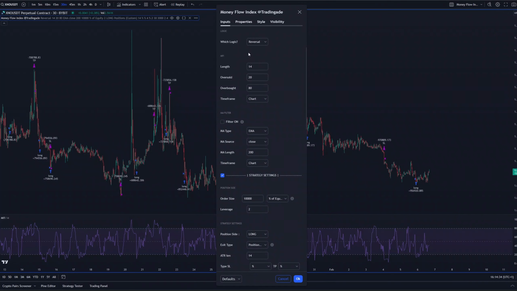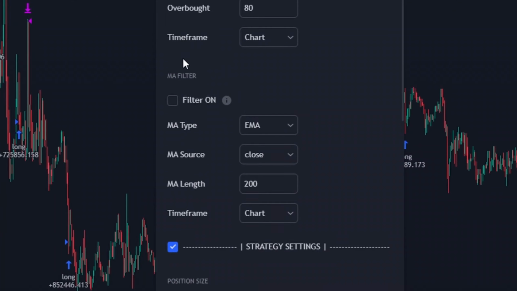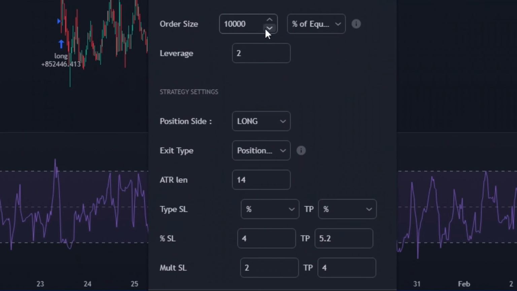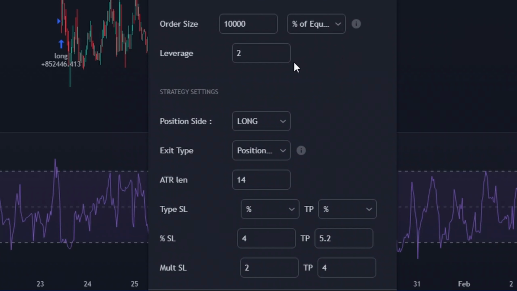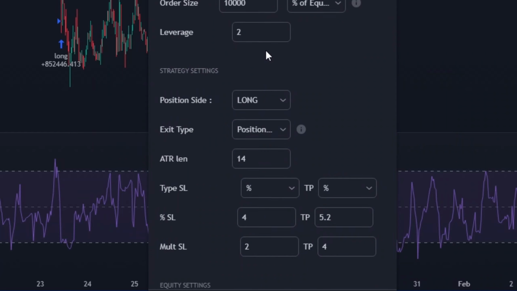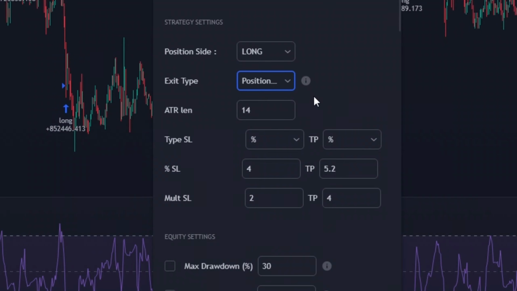Opening our indicator settings, we are using a reversal logic. MFI settings, I just leave the default settings, so length 14, oversold 20, overbought 80. I have disapplied the filter. Order size $10,000 with the percentage of equity, so we are compounding our profits. Leverage of 2, so just minimal leverage. We are going only long. We are using position custom, so all these settings will be applied. Stop loss type percentage, take profit percentage, stop loss 4%, take profit 5.2%.